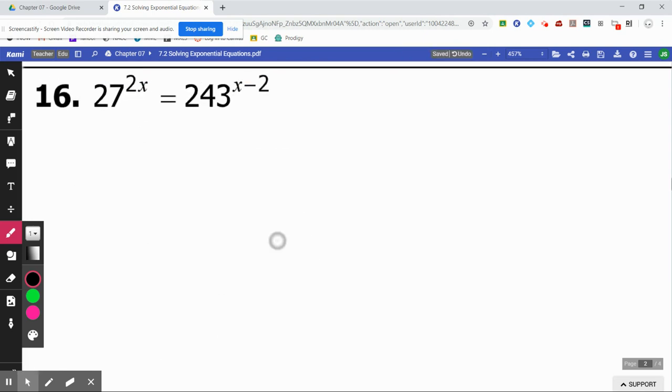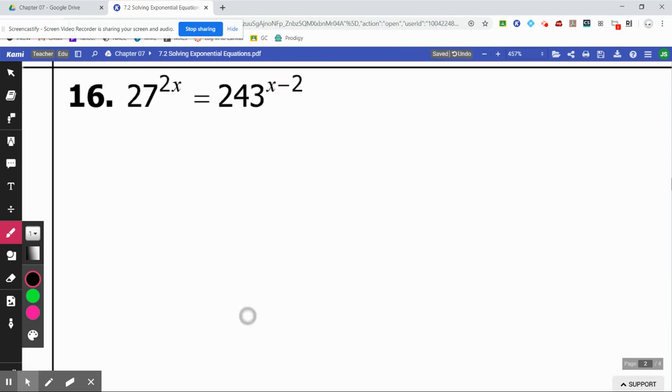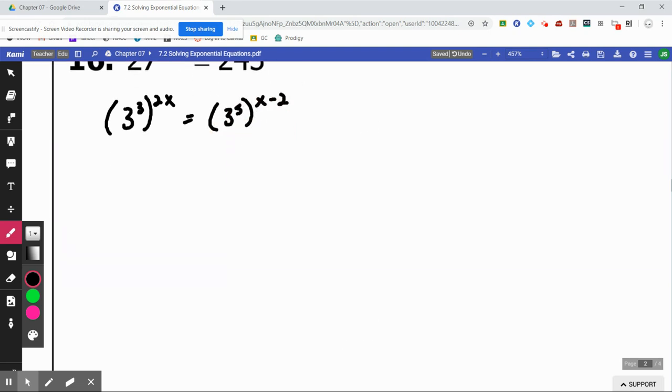Next problem. 27 and 243. I know that 27 is 3 to the third, so I assume that 243 can be written as a power of 3, and it's actually 3 to the fifth when you multiply it out. Same thing, powers to powers. Let's change them both by multiplying. This would be 3 to the 6x, and this would be 3 to the 5x minus 10. Make sure you distribute there.